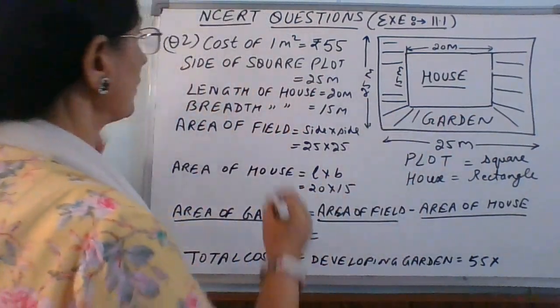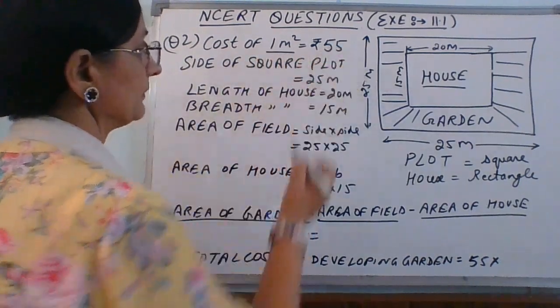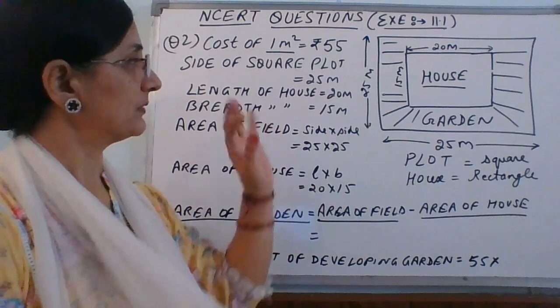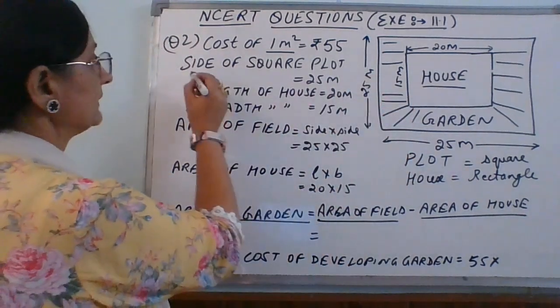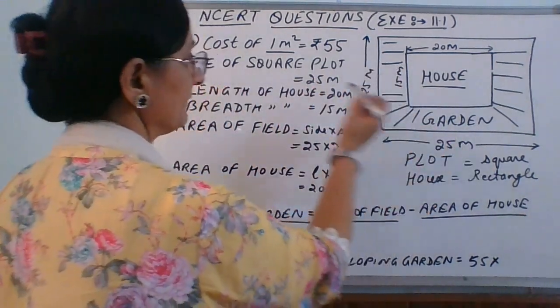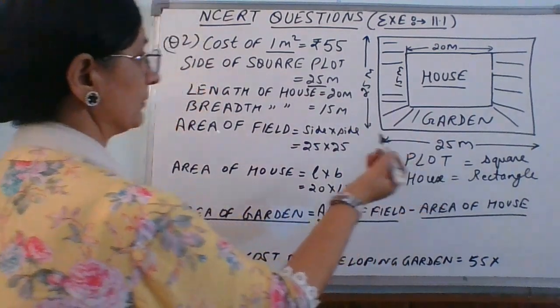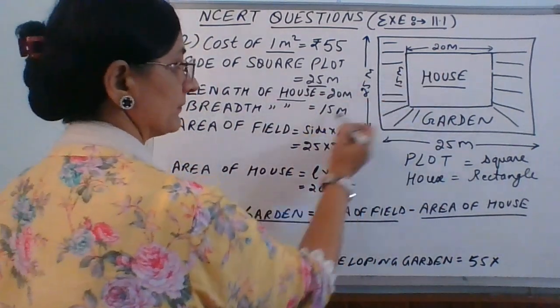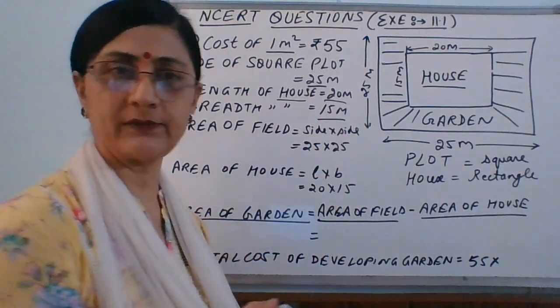So the cost of 1 meter square is given, rupees 55. This is all about what is given part, right? So now you have to write the side of the square field, that is 25. Given things you have to write. Length of the house, that is 20. Breadth of the house, that is 15. You have to write all the given things.